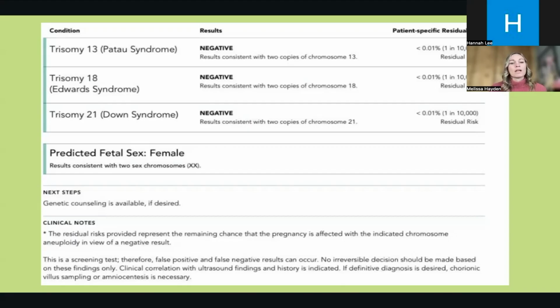For example, the result is a screen positive for Down syndrome in the first trimester. That threshold is going to be at 1 in 230 or greater. Each condition has a different threshold based on patient age and gestational age, but for this example, no increased risk is assumed with 99% accuracy. However, because it is a screen, this is not diagnostic and cannot with 100% certainty be assumed that the pregnancy is not affected.